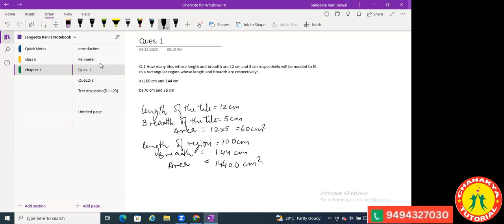Okay, so now to find the number of tiles, what will you do? Tell me quickly. Area of the rectangular region by area of one tile. Now quickly tell me the answer. What do you get? Quickly. Ma'am, 24. How much? 24.